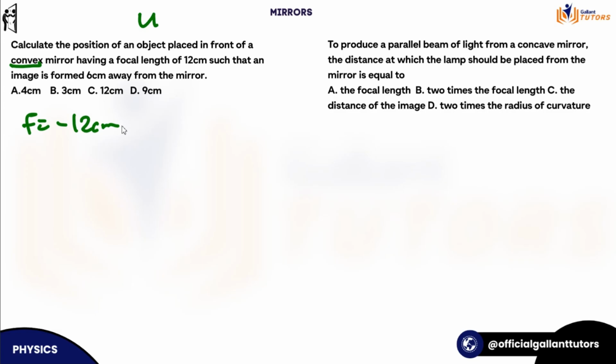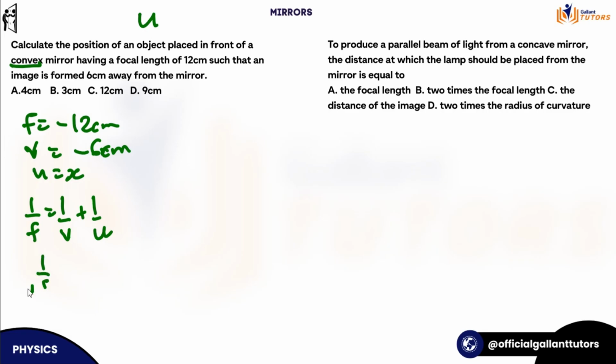So that an image is formed, that's the V. V is minus 6 centimeters. So they now ask, calculate the position of the object. That is U, which is X. So how do we get it? 1 over F is equal to 1 over V plus 1 over U. So 1 over F, 1 over minus 12, is equal to 1 over minus 6 plus 1 over X.